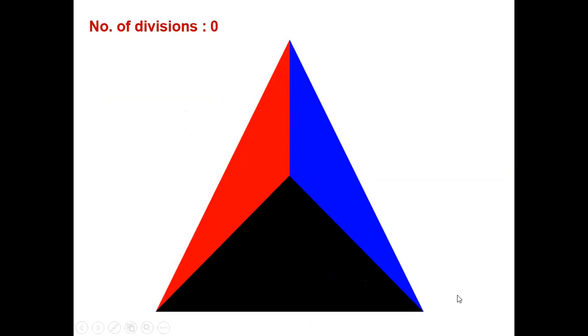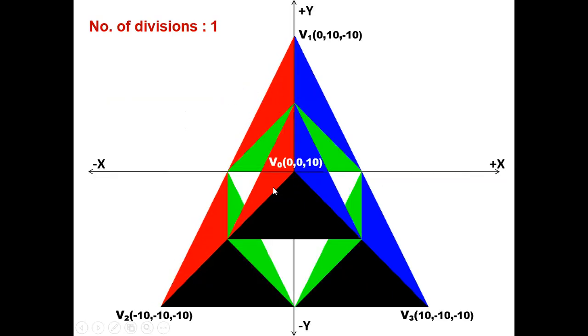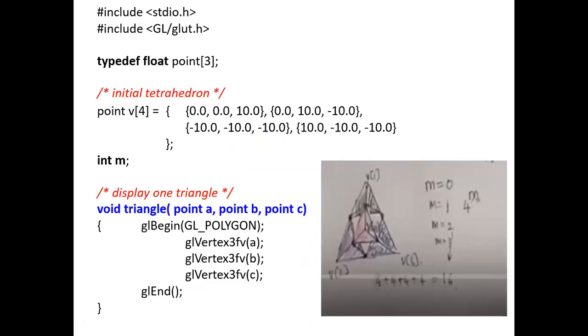That means I have to draw this triangle. Considering these vertices, I have one triangle, and I have to draw one more triangle, which is my bottom face. So that's why I'm using a function. The first function I'm using is a triangle function, void triangle.